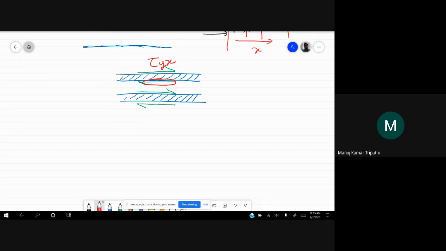So we said that here the positive direction for the stress component is when the force direction is negative. That is what we have drawn here. So this is also tau yx. So all the stress components here are shear stress components, tau yx. There are no normal components here.